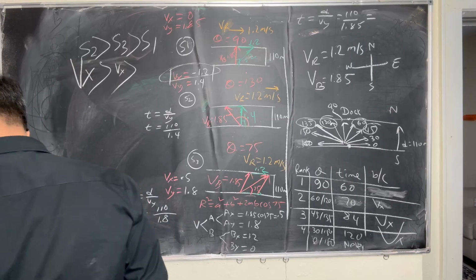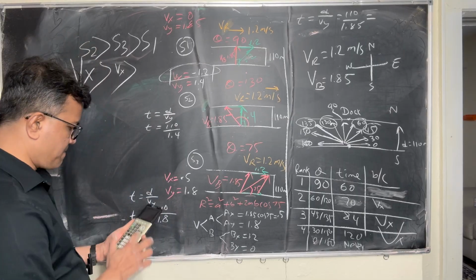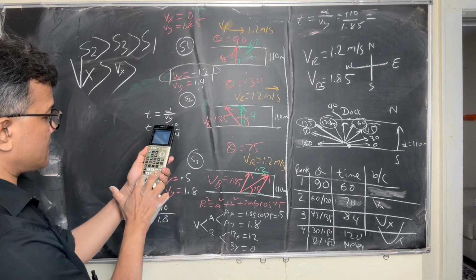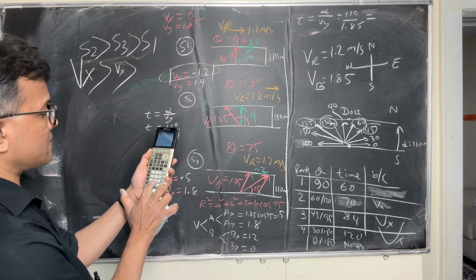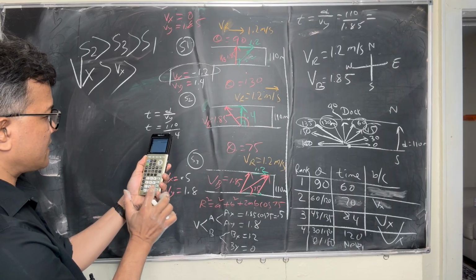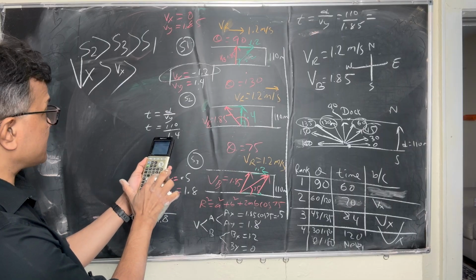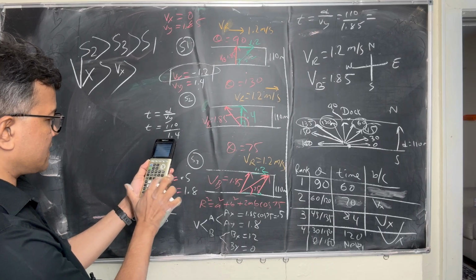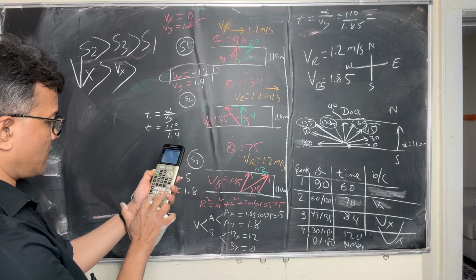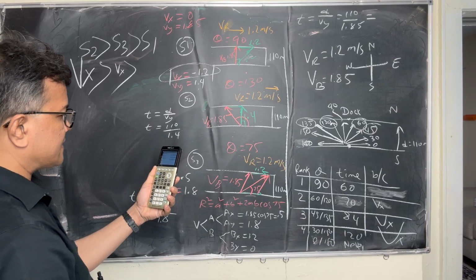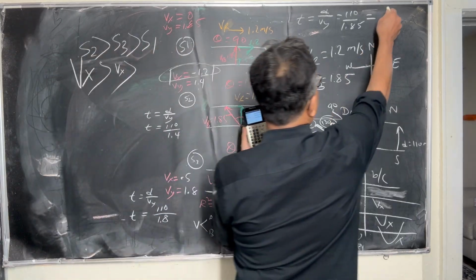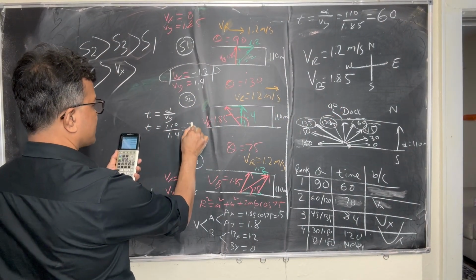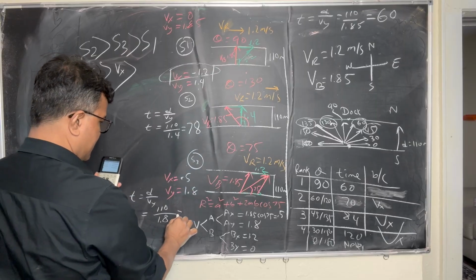Okay, so now let's go ahead and do that. 110 divided by 1.85, 110 divided by 1.4, 110 divided by 1.8: 60, 78, 61.